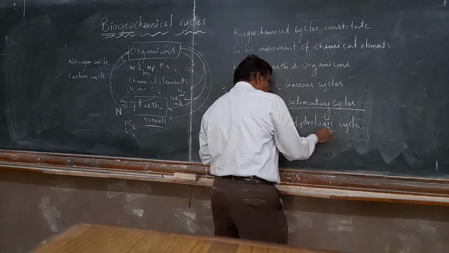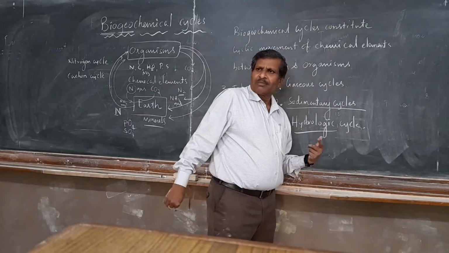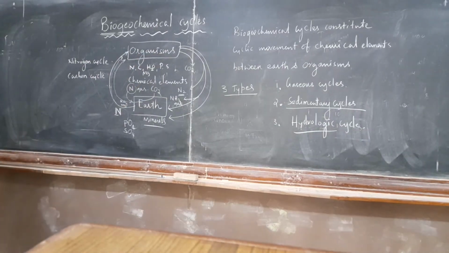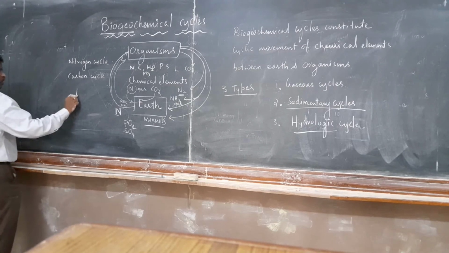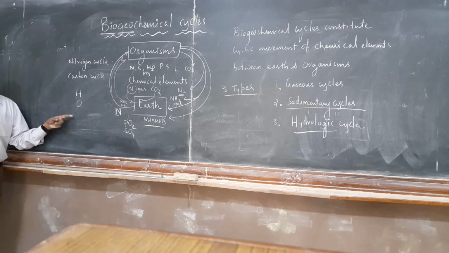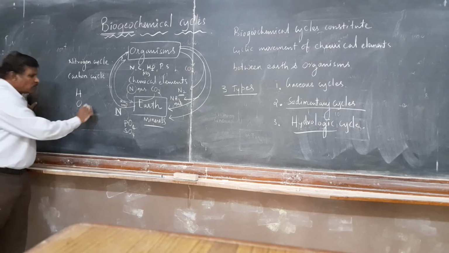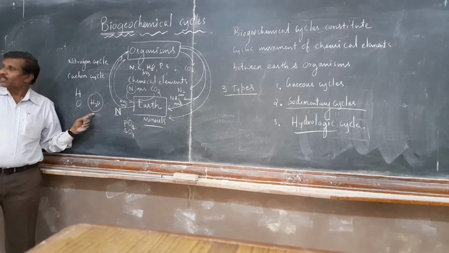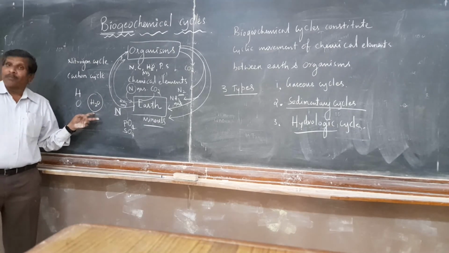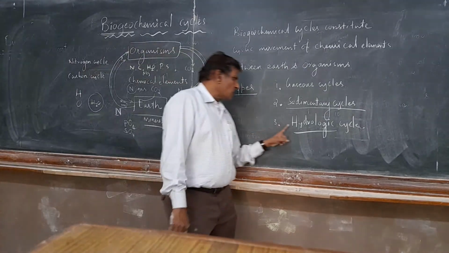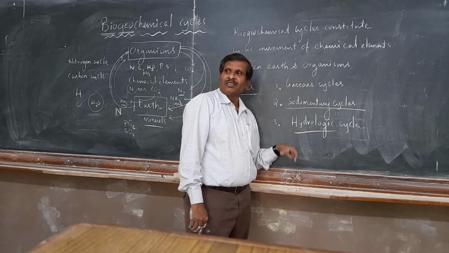Cycles of the third type, hydrologic cycle. Hydro means water. Certain chemical elements move between the earth and organisms in the form of water. Predominantly hydrogen as well as oxygen. These are the two important elements required for the organisms. How do they move? You all know that hydrogen and oxygen usually move between earth and organisms in the form of water. Suppose chemical elements move in a cyclic path in the form of water, okay, that constitutes what you call the hydrologic cycle.